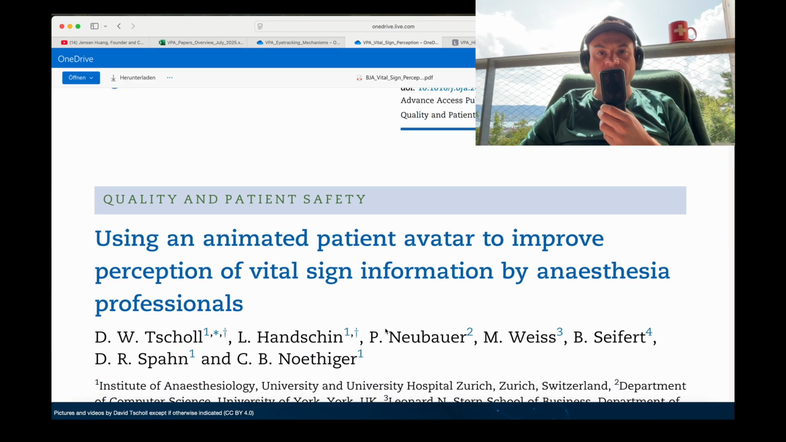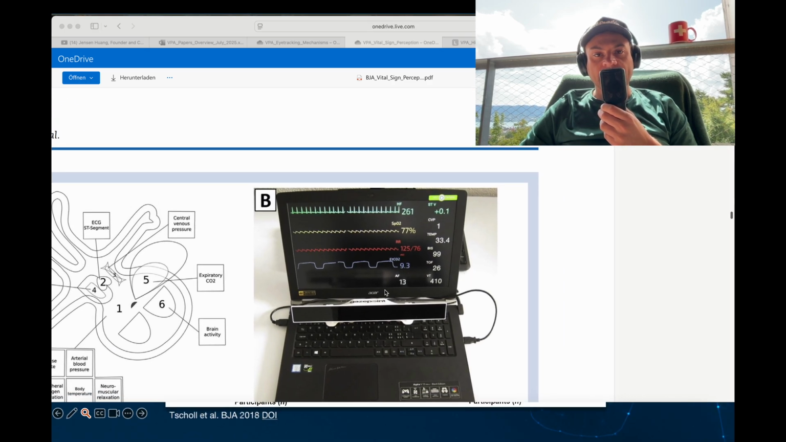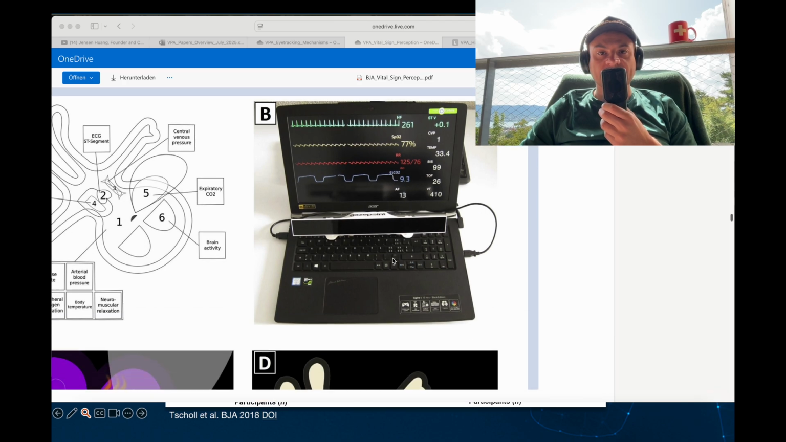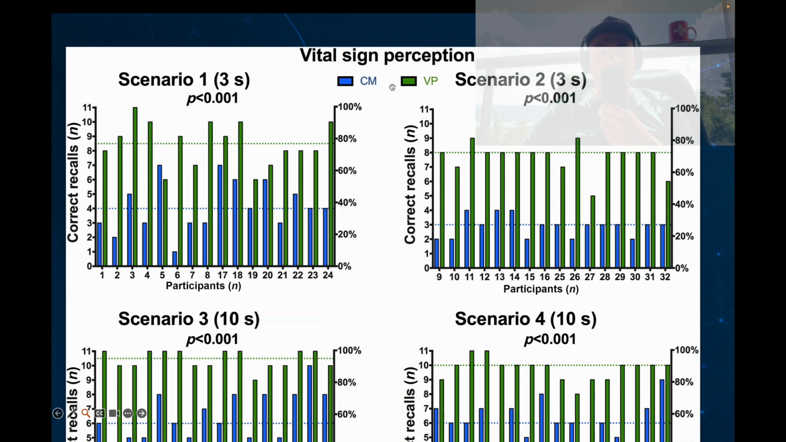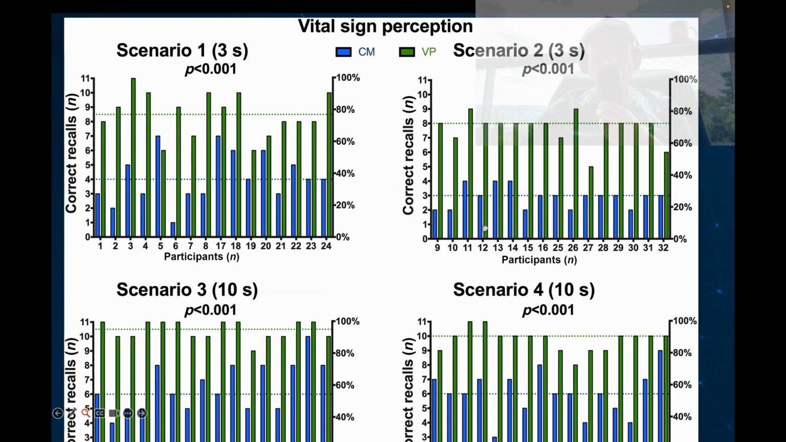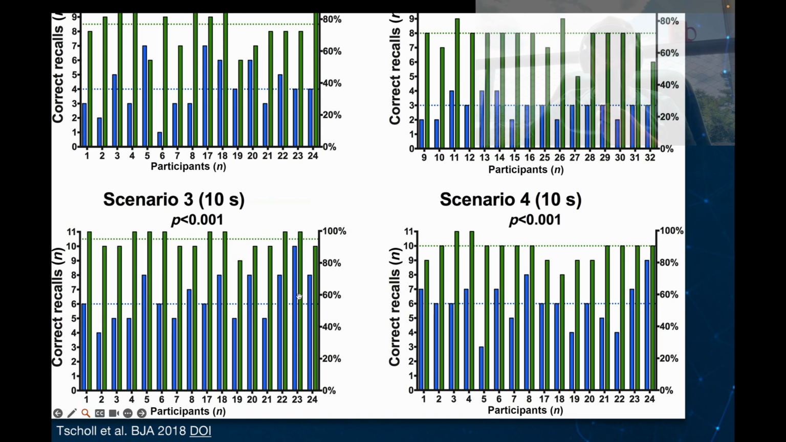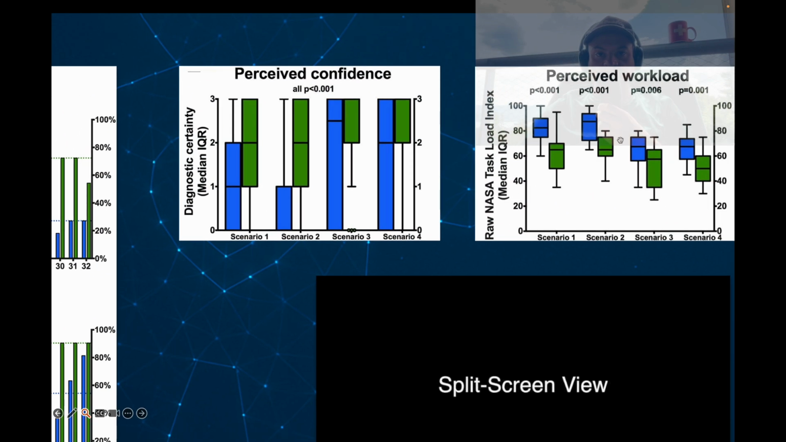In the first study we ever did with the visual patient avatar, we showed conventional number and waveform scenarios and the same scenarios in visual patient avatar to care providers for 3 and 10 seconds. The most important finding was that in 3 seconds of visual patient avatar, the care providers were able to name correctly the status of twice as many vital signs than in conventional. And they did so with higher perceived confidence in the correctness of their diagnosis and with lower perceived workload.